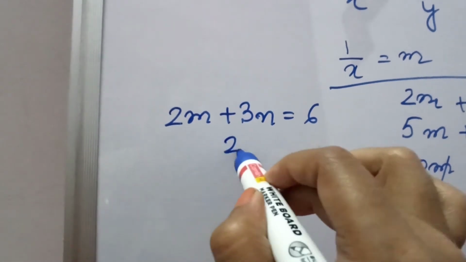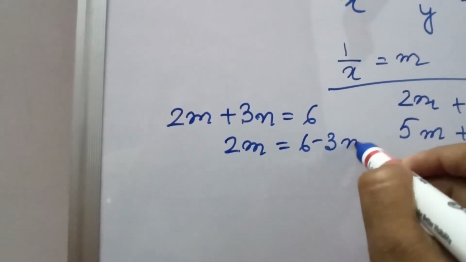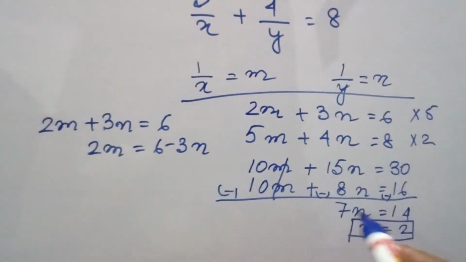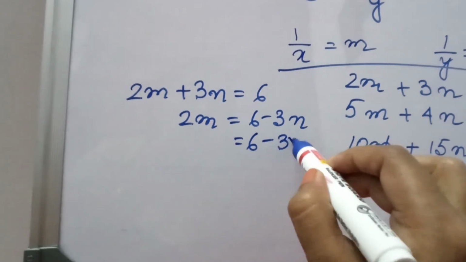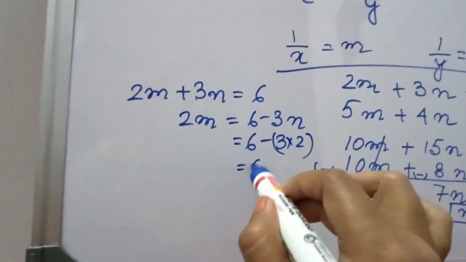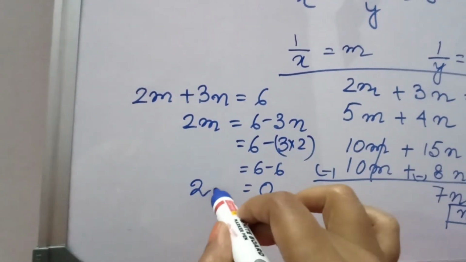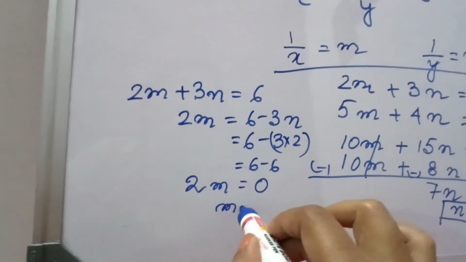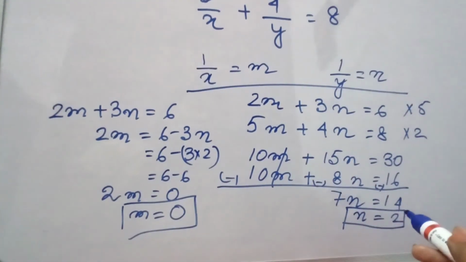So 2m is equal to 6 minus 3n, and what is the n's value? 2. So it will be 6 minus 3 into 2, which means 6 minus 6, which is 0. 2m is equal to 0. So m will be what? m will be also 0. So I have got the value of m and n.